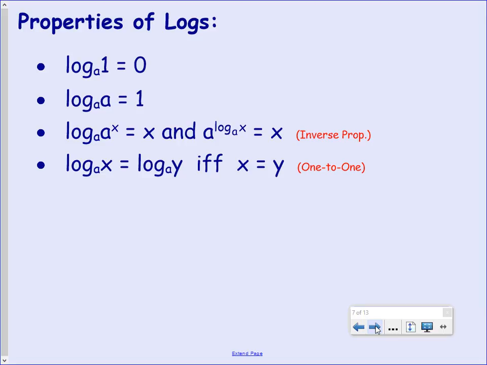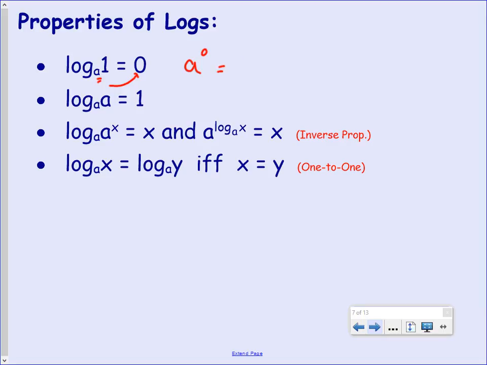Now the first 2 properties make a lot of sense if you think about that very last statement on the previous slide, like if you rewrite them in exponential form. So when we say log base a of 1 is always equal to 0, and we'll use this when we're graphing things, think about what that means as an exponential equation. So your base would be a. Remember that your exponent would be the thing that the log is equal to, so your exponent would be this number 0.